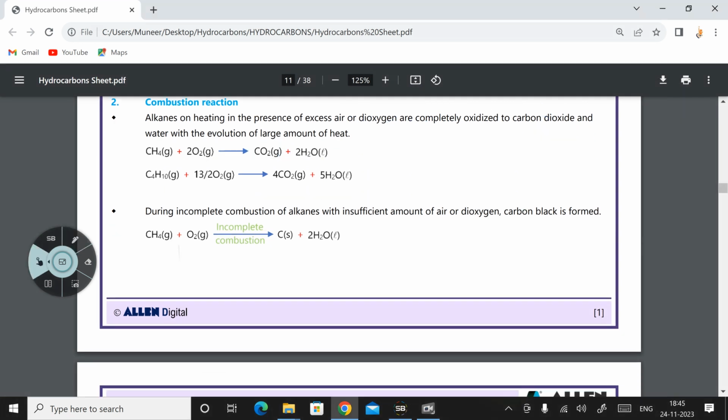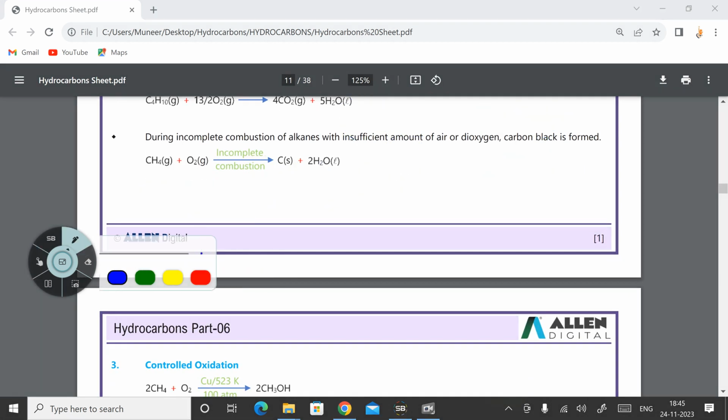If oxygen is in less quantity, what happens? CH4 plus O2, with a limited supply of air or oxygen. As a result, carbon is converted into carbon powder, and hydrogen and oxygen combine to form water. So this is important: in a limited supply of oxygen, on combustion alkanes produce carbon. Methane produces carbon. With excess oxygen it forms carbon dioxide and water; with a limited supply of air, carbon powder and water.